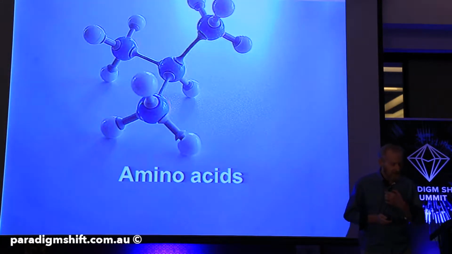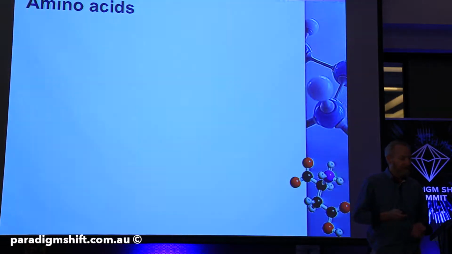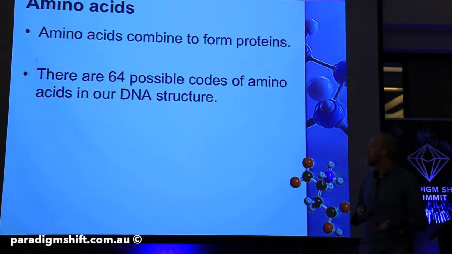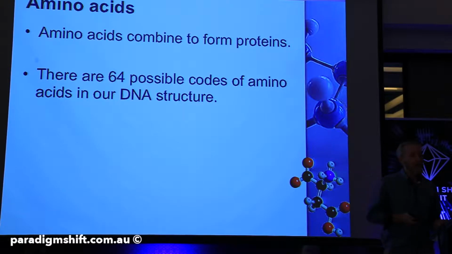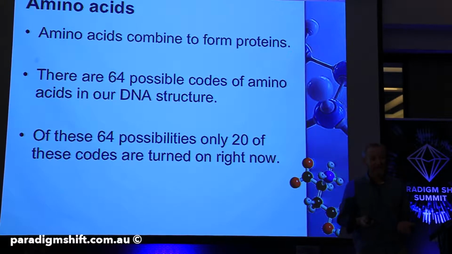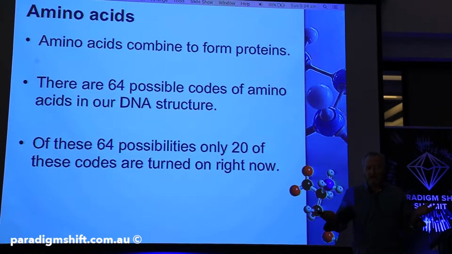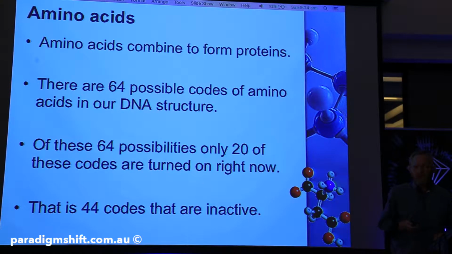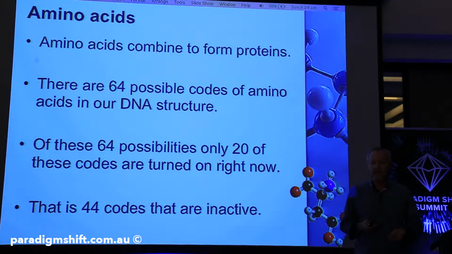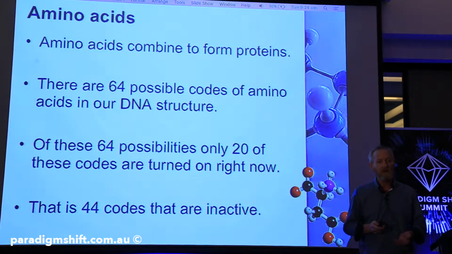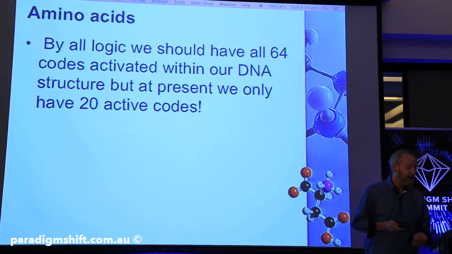Now we move on to amino acids. Amino acids form proteins, and there's 64 possible codes of proteins on your DNA right now. But here's the weird thing, only 20 of them are active. Only 20 of them are turned on, which doesn't make sense, but it will in a minute. So 44 codes are not active. And nature doesn't waste anything, right? It uses everything. So there's a reason why those codes aren't turned on right now.